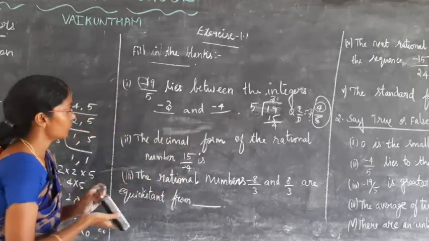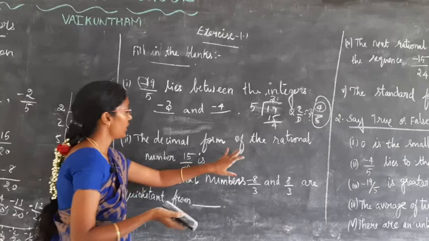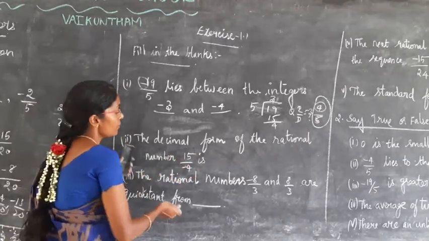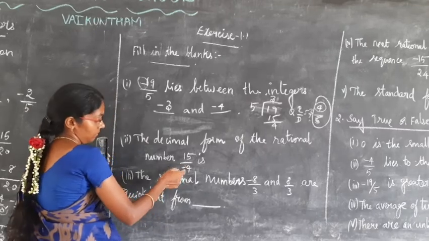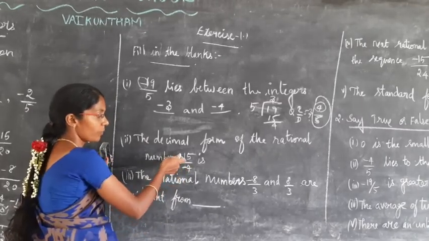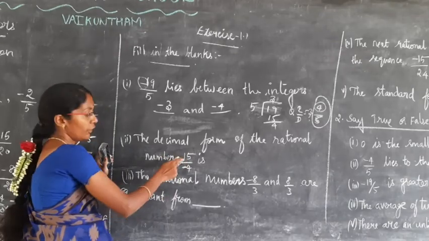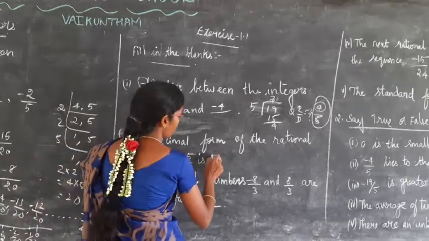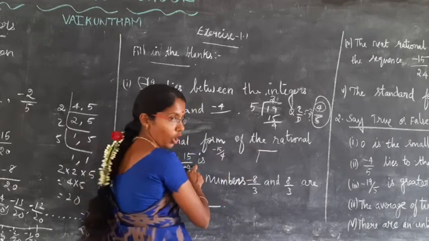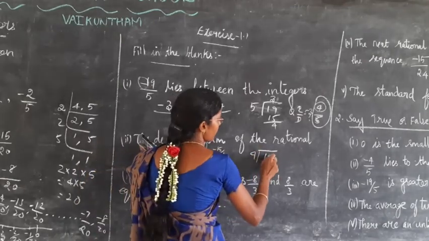So next question. Now the decimal form of the rational number. Decimal form means we have to divide this. The standard rational number means the minus sign should be present on the numerator. So it should be minus 15 by 4. So you have to divide. This is a proper fraction, so you can easily divide.